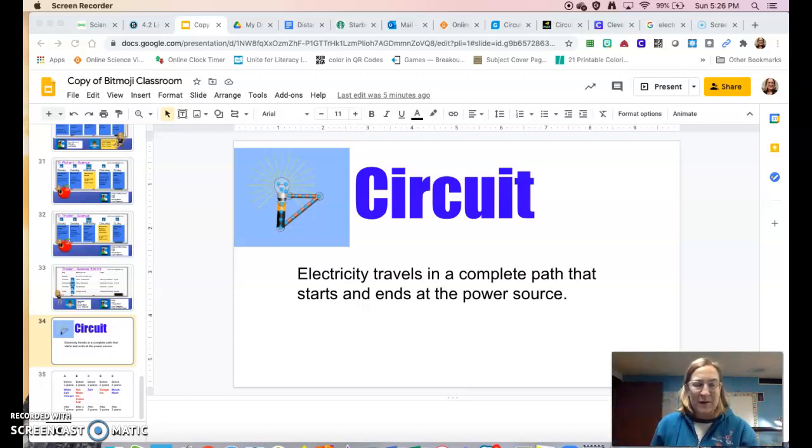At the Google Meet, I'm going to make you do what Miss Bush does. I'm going to make you hold your hands up like this and say, electricity needs a closed circuit. And I'll teach you the second rule of electricity as well at the Google Meet.